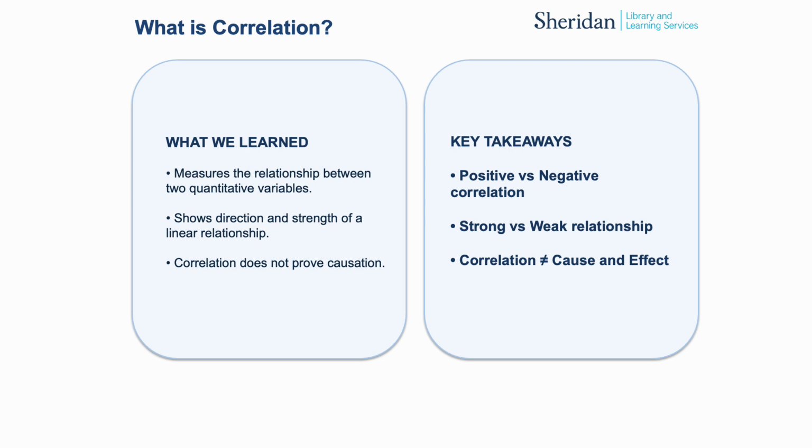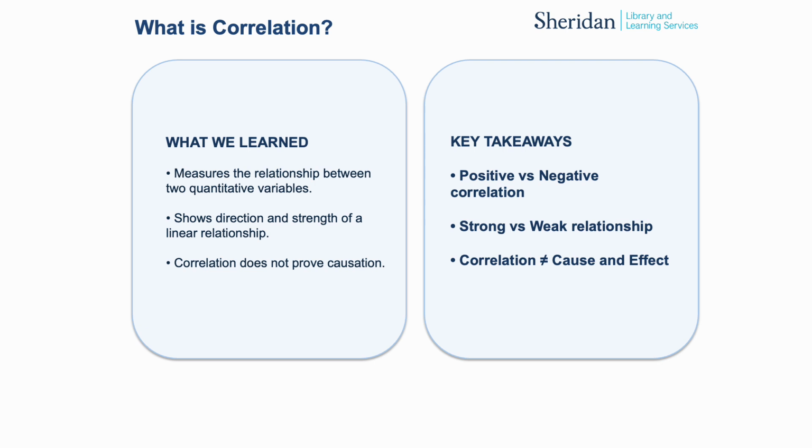Let's look at a few business examples. Suppose a company wants to know whether spending more money on advertising is associated with higher sales. Or imagine a professor wants to see whether students who spend more hours studying generally earn higher exam scores. Another example might be whether years of work experience are related to annual salary. In all these situations, we're interested in understanding whether two numerical variables move together, and that's exactly what correlation helps us measure.